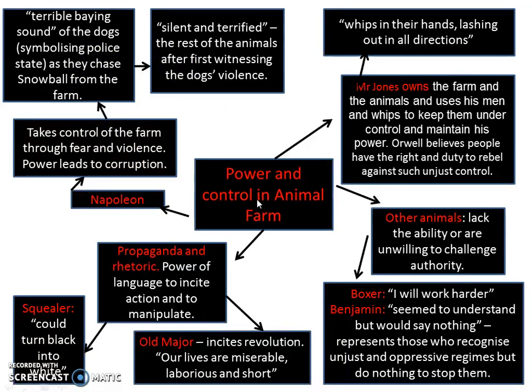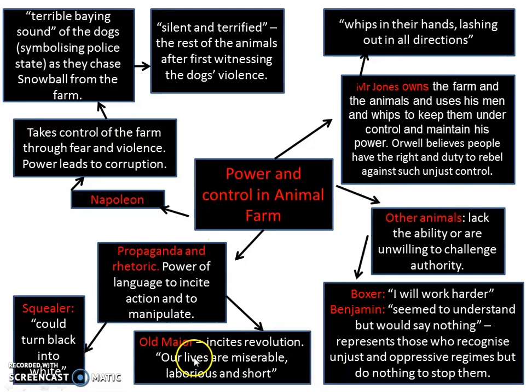Another approach you can have is here you see propaganda and rhetoric. So propaganda and rhetoric, and there's a little definition here so that you're clear about what you're talking about. And you've got different minor characters and different quotes coming out here to link into this. So you've got Squealer could turn black into white. Well, that's one of those quotes that everyone learns off by heart. So yeah, propaganda and rhetoric is there. It's how power is controlled.